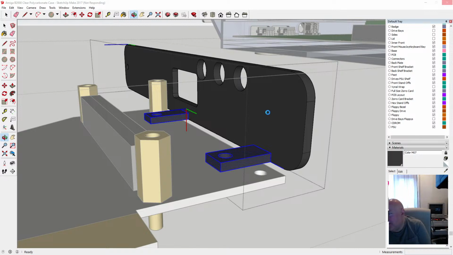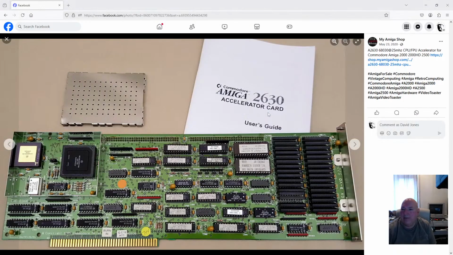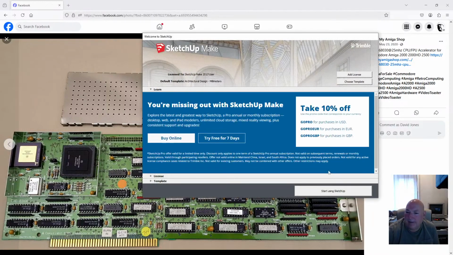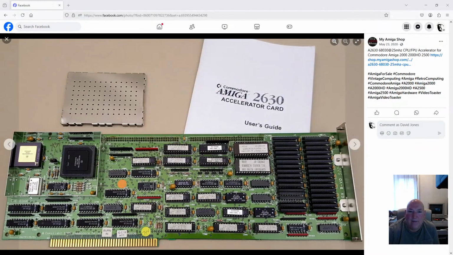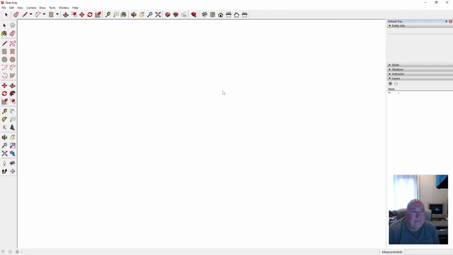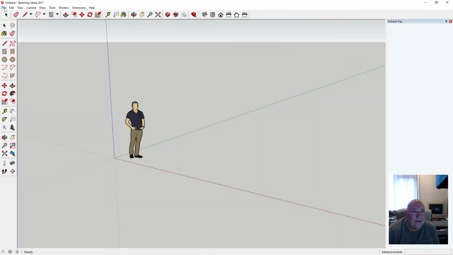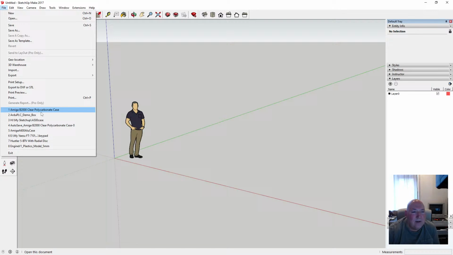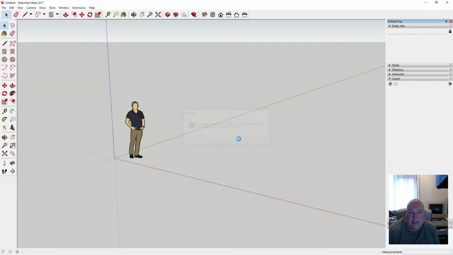Just got to wait for that to catch up now. How long have I been going? 2 hours 22. So anyway, we'll get this done. We'll put it in the slot and then we'll see if it lines up. Alright, let's open it up again. It beats shopping, this, doesn't it? Shopping on a Saturday.